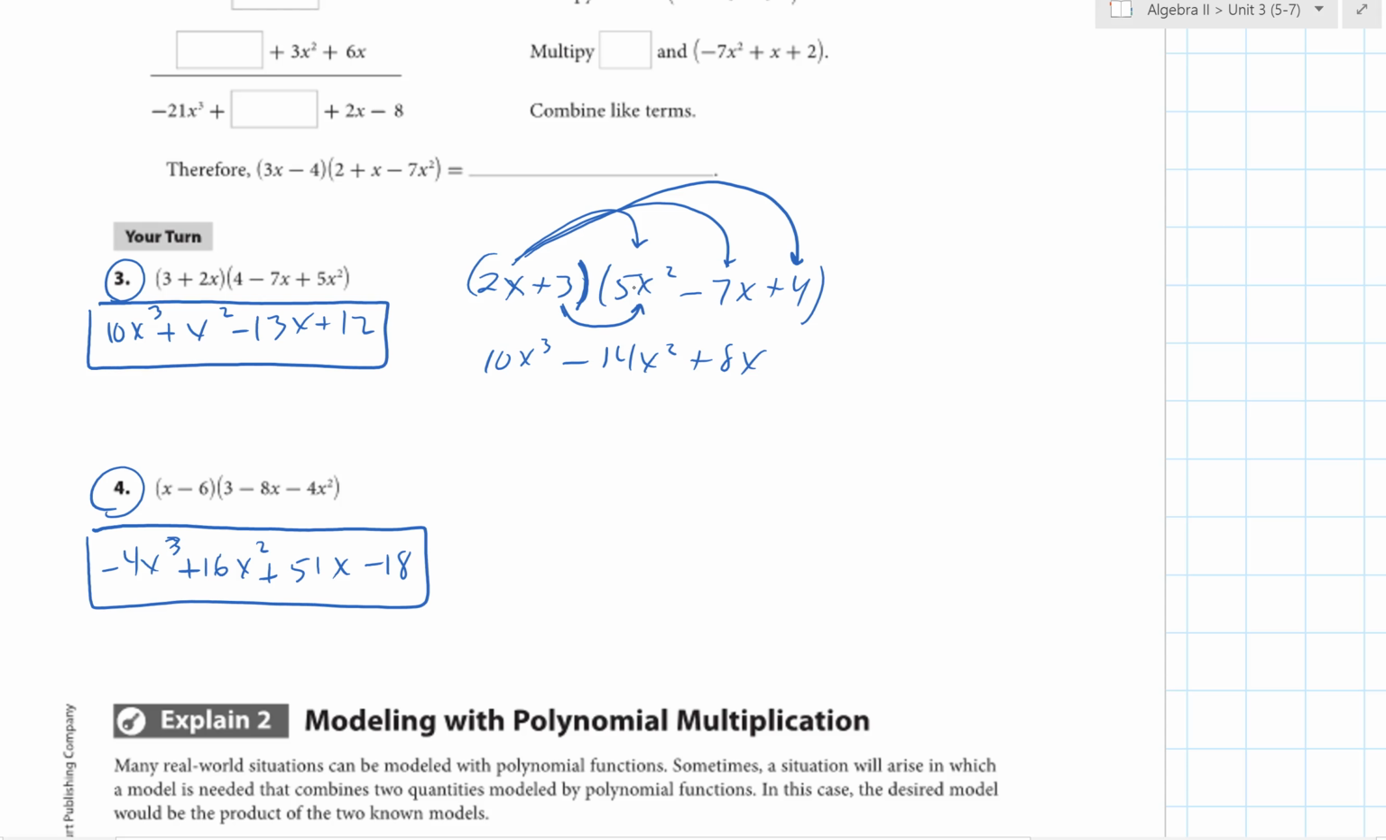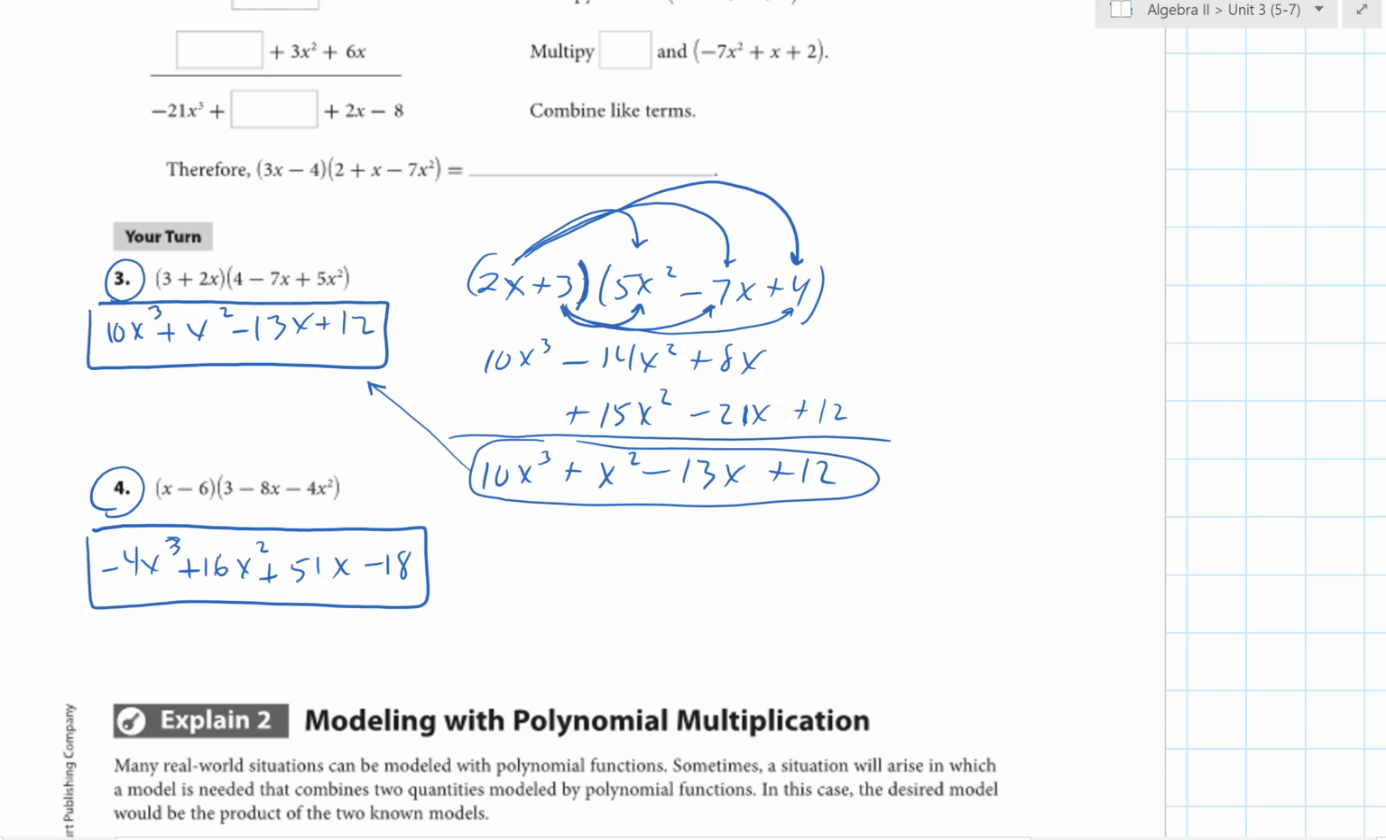So that's going to be 15x squared. I'm going to write that underneath the other x squared term. 3 times negative 7x is negative 21x. And 3 times 4 is plus 12. And so now when I add vertically, I have the like terms already lined up. So this is going to be plus x squared plus 6. Let's see, that would actually be minus 13x, and then plus 12. And we see that that answer matches the answer that I have already provided.